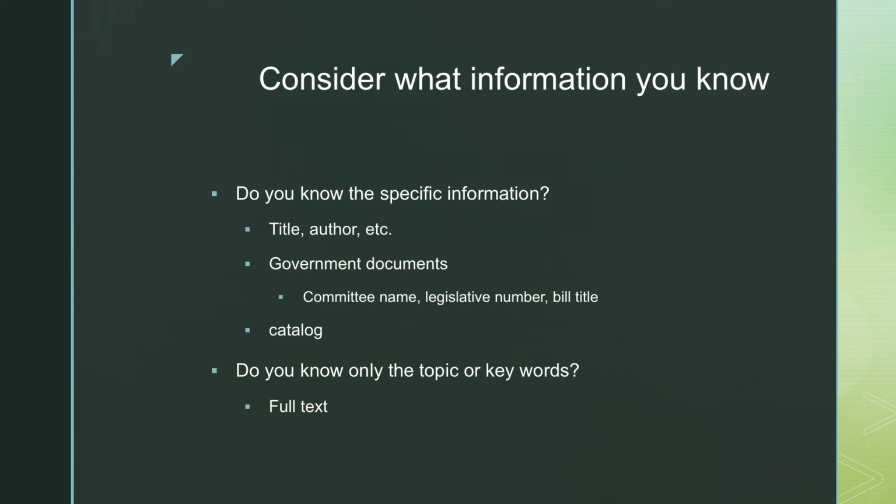Before we begin, we should consider what information that we already know. Do we know the specific information like title and author? With government documents, some of those specifics might be the committee name, the legislative number, or the bill title. And if we know these things, the catalog search is better. Do we only know the topic or keywords? If so, then full text search is better.